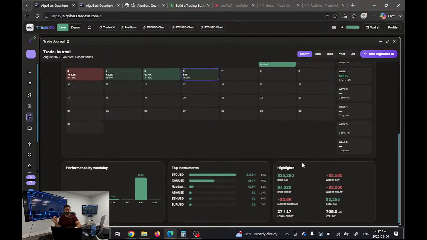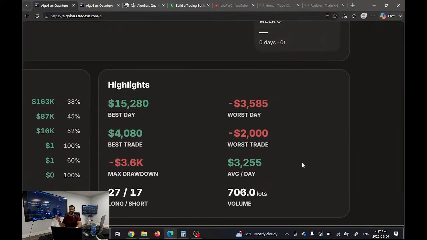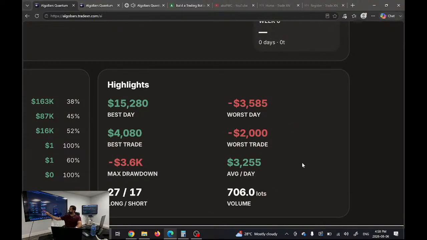Now, you can see all of the information here, okay? So you can see my average here, my best trade was a $4,000 trade. My average per day for this month so far has been around $3,200 a day, USD. This means that I'm making your monthly income every single day, okay? Whatever you make in a whole month, I make it every single day.